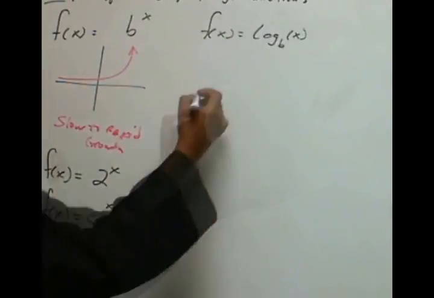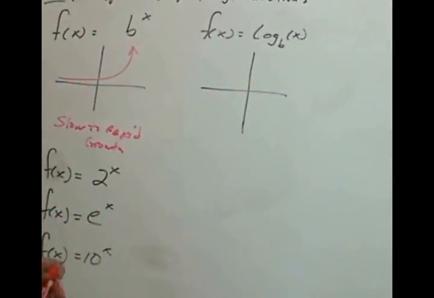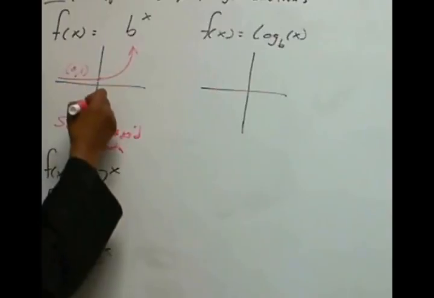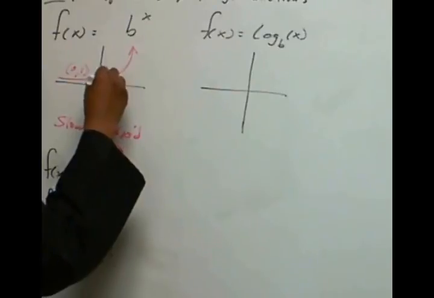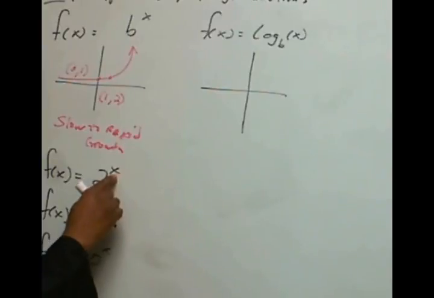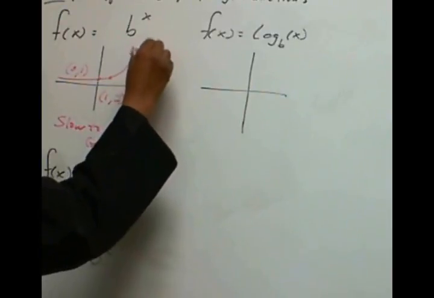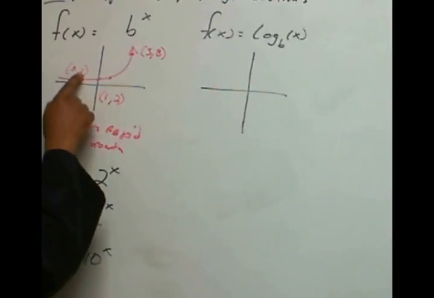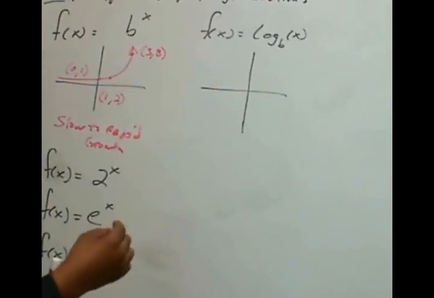Now, the logarithmic function is based off the exponential function. So, if for an exponential function you input 0 and the output is 1, and then you input 1 and the output is 2, and then you input 3 and the output is 8, the logarithmic function reverses all the inputs and outputs. So instead of 0, 1, it'll give you 1, 0. Instead of 1, 2, it'll give you 2, 1. Instead of 3, 8, it'll give you 8, 3.